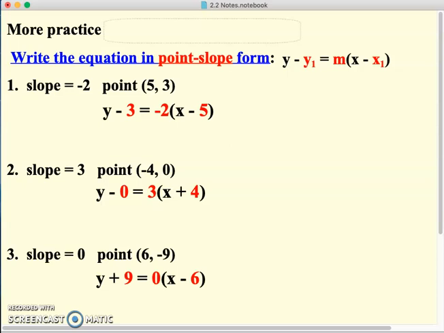Okay, that's it for the 2.2 notes on point slope. Hope that gives you a good well-rounded picture of everything. That'll do it.